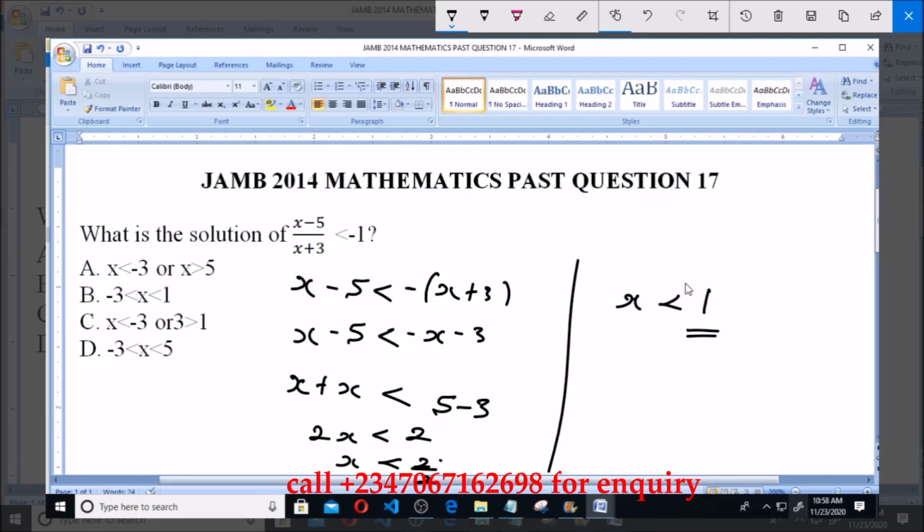So the answer to this question actually is that x is less than 1, which is not given in the options. So the answer to this question, x is less than 1, is not given in the options, but the answer is x is less than 1.